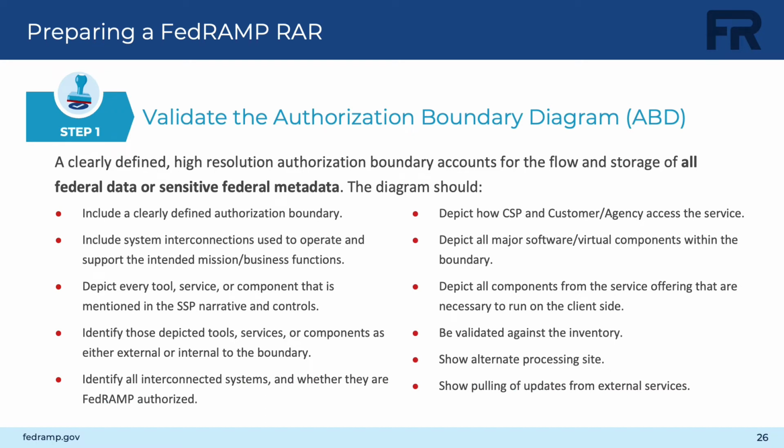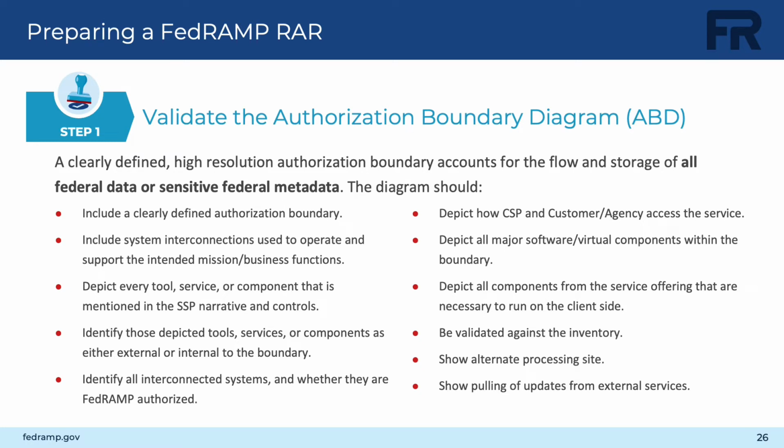Now we will take a look at key components of an authorization boundary diagram. A clearly defined high-resolution authorization boundary with a legend accounts for the flow and storage of all federal data or sensitive federal metadata. All external services that process, store, or transmit federal data or sensitive federal metadata must either be included in the authorization boundary or reside in a FedRAMP authorized system at the same FIPS 199 impact level.